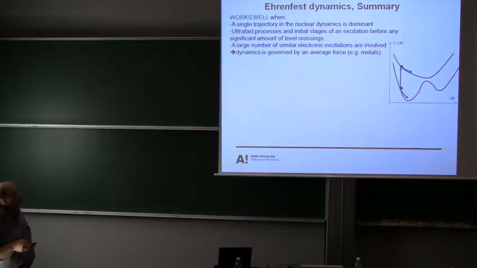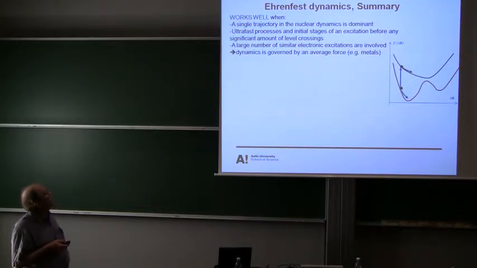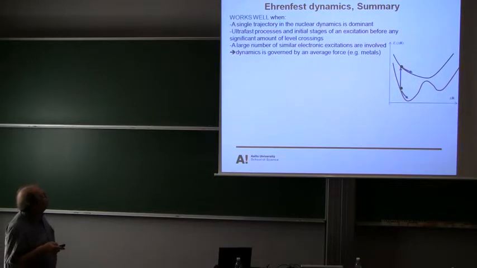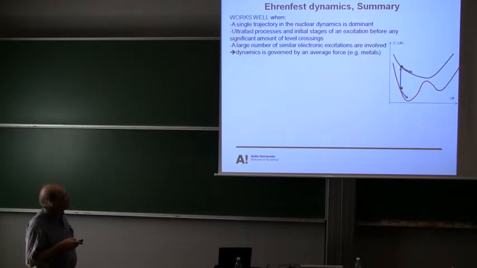Okay, so let me just summarize now and say that this Ehrenfest dynamics works well when we have a single trajectory of the nucleus which is dominant, or when we have a very fast process, where we excite the system to the excited state and we don't follow the time development too far away. And it's a good thing in a system where there are plenty of nearby electron states, and then this kind of average force is justified.